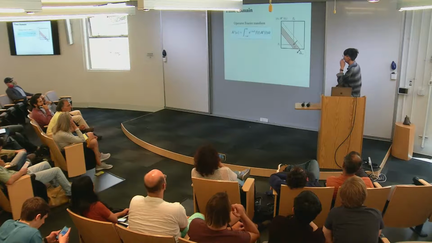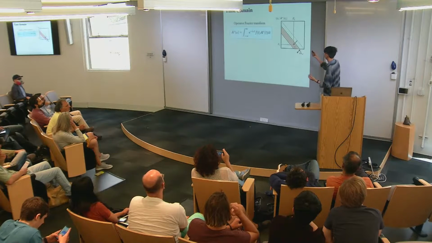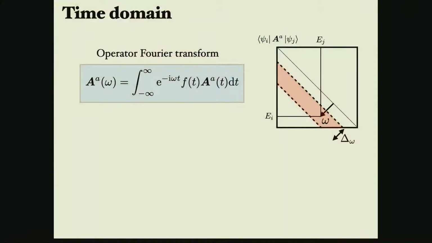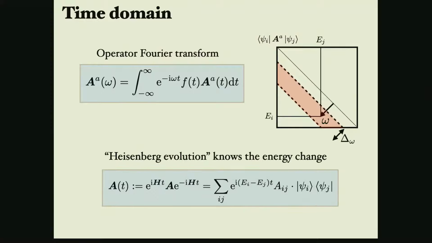So how do you actually implement this highly non-local, weird physical thing that directly addresses the energy basis? It actually has a very simple time domain representation. It's just a Fourier transform, as we always need in quantum algorithms. So what is this A of t? It's a Heisenberg evolution of the operator A. This is actually something very physical.